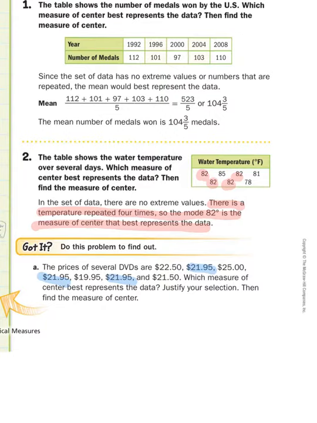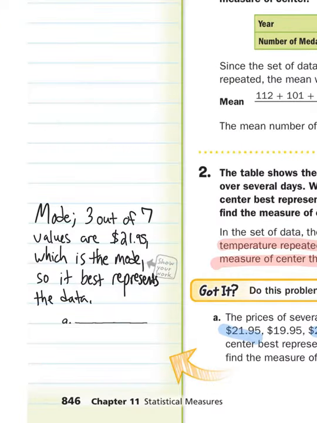And then I know what the mode is. So I'm going to pause it and write that down. Okay, so I just wrote down the answer. I said mode. 3 out of 7 values are $21.95, which is the mode, so it best represents the data. So I chose my measure of center. I explained why. Said 3 out of 7 were that, and I found it, which is $21.95.